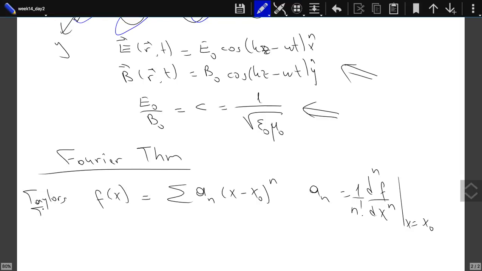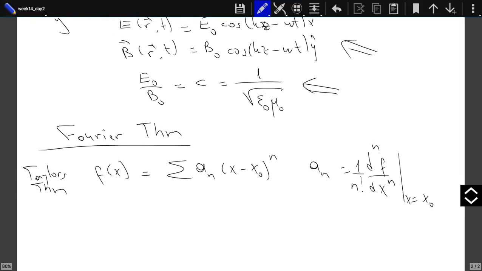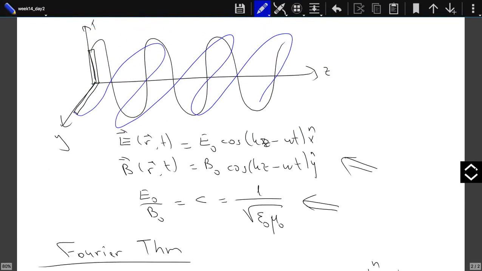Now, this is Taylor's. Well, you will learn the details of the Fourier theorem, which basically states that if you have any function, you can write it as a sum of sines or cosines. I will not write the explicit expression, I will not go into it. Just know that if you have any function, you can write it as a sum of sines and cosines. You don't have to use these polynomials.